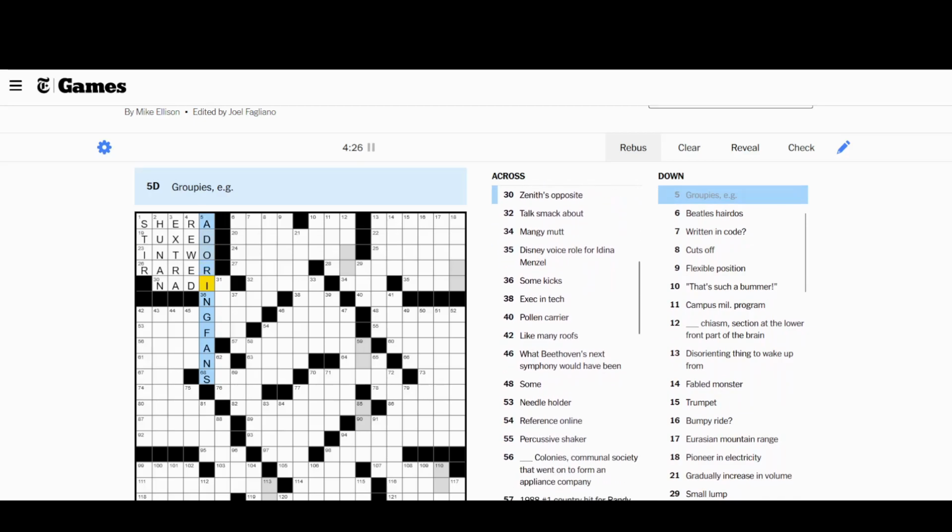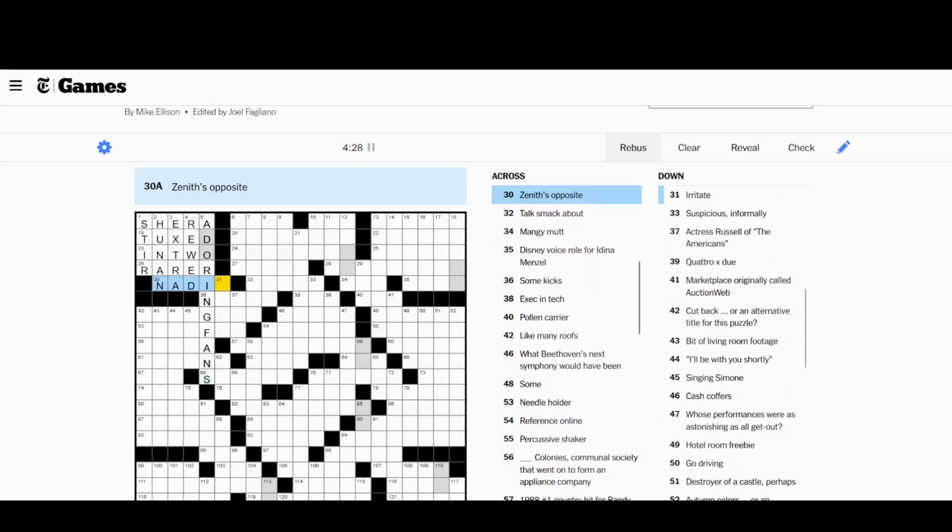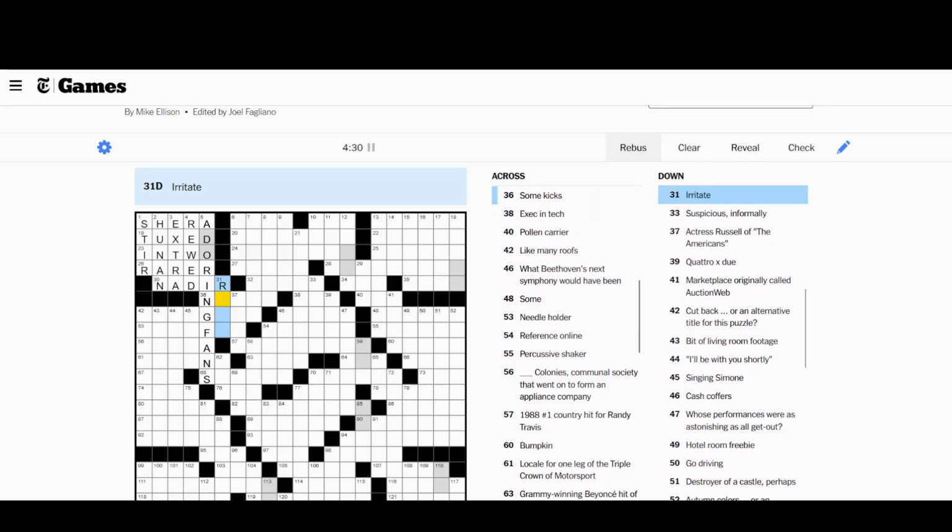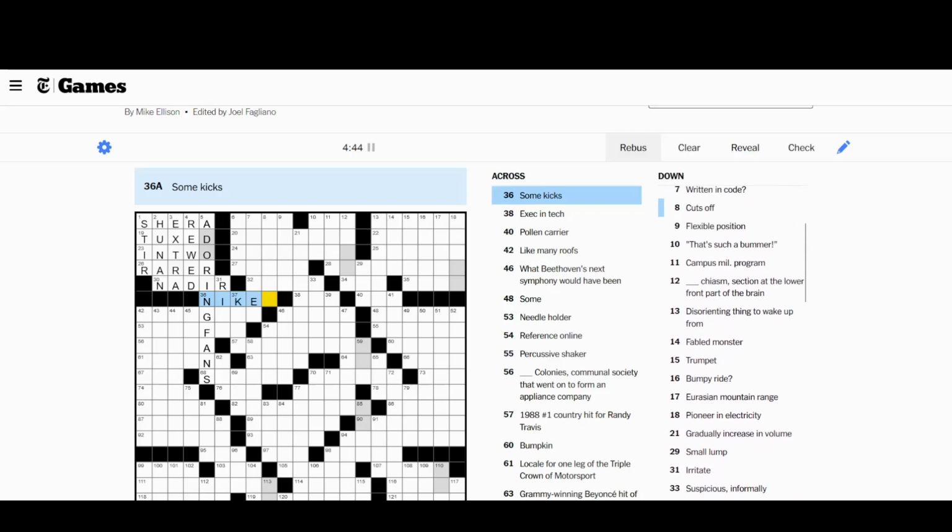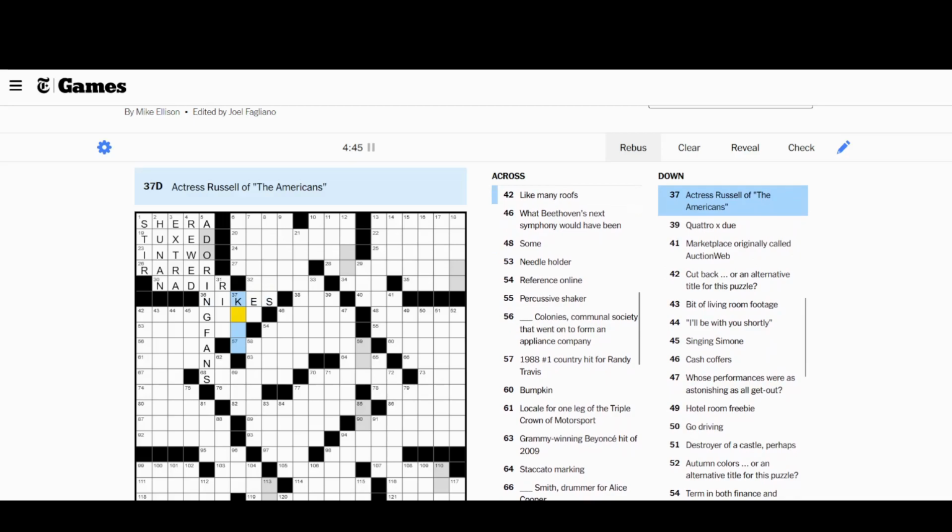And this is going to be Nadir, Zenith's opposite, or Zenith. I think both of those are correct. One of them might be a British one. Irritate could be Ryle. Some kicks. I think they're talking about shoes, so it's probably going to be Nikes.